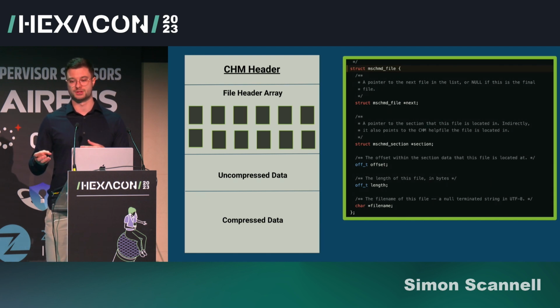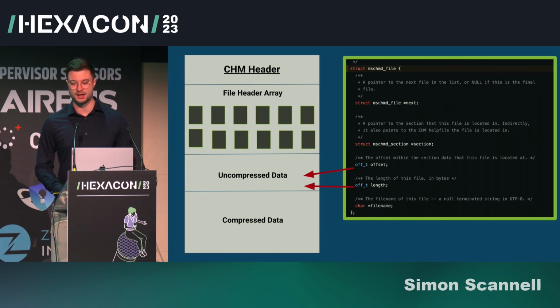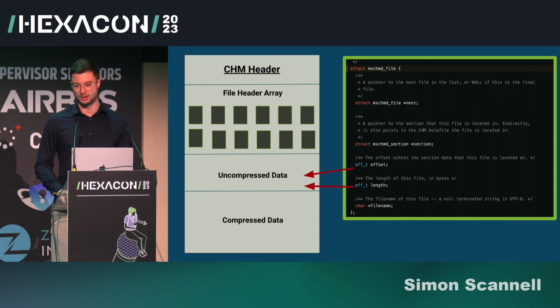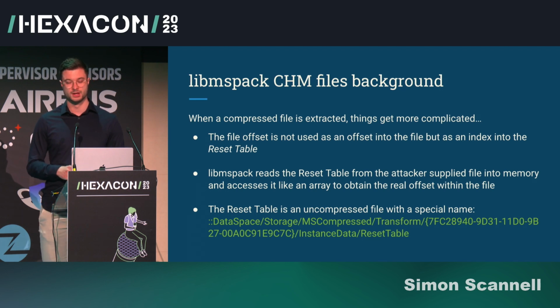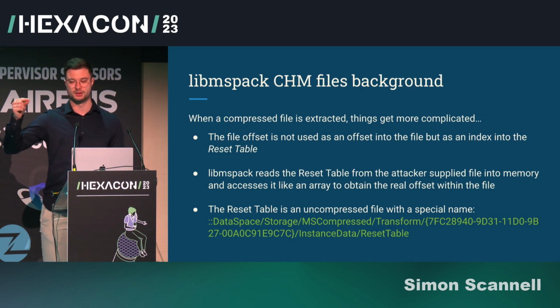And the section pointer points into the uncompressed or into the compressed data section. And then we have an offset, which is just an attacker-controlled 8-byte value. And this offset basically just points into the uncompressed data section for an uncompressed file. And then libmspack just reads length bytes into memory. So it just allocates a buffer with malloc and then reads however many bytes into that buffer. So that process is quite simple, but it does get a little bit more complicated once a compressed file is encountered. So the file offset that the attacker controls is not used as an offset into the file directly, but it's used as an index into the reset table.